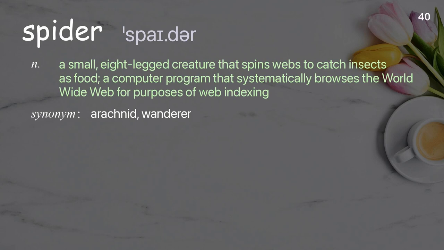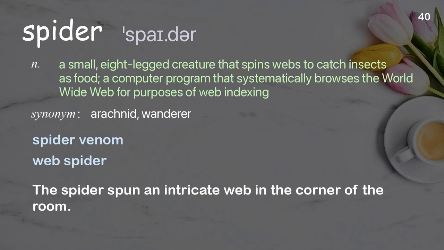Spider. A small, eight-legged creature that spins webs to catch insects as food, a computer program that systematically browses the World Wide Web for purposes of web indexing. Examples: spider venom, web spider. The spider spun an intricate web in the corner of the room.